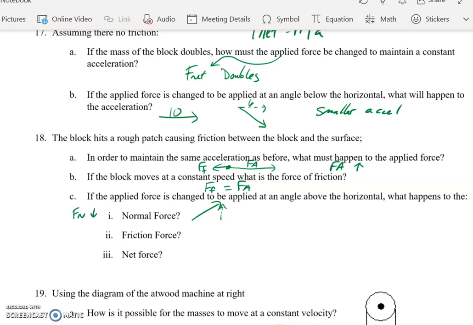Force of friction then would also decrease because the normal force decreases, and that's part of the equation for frictional force. The net force, again, if you're applying it to the right compared to up and to the right, your net force to the right decreases. Although it's not actually proportional to force of friction, it does actually decrease.